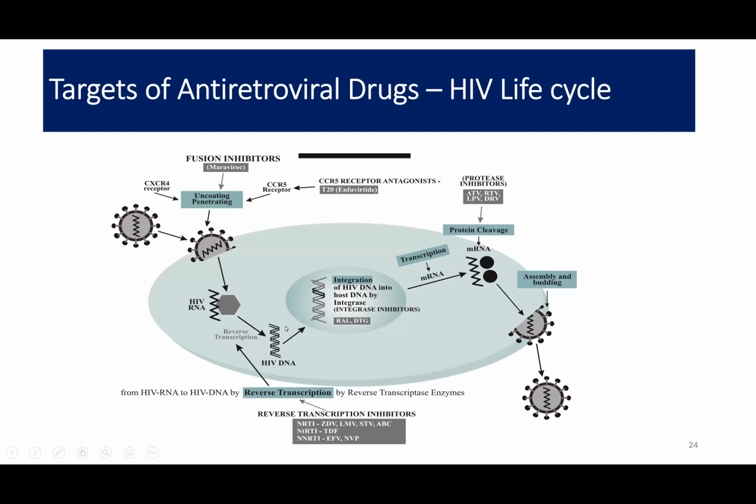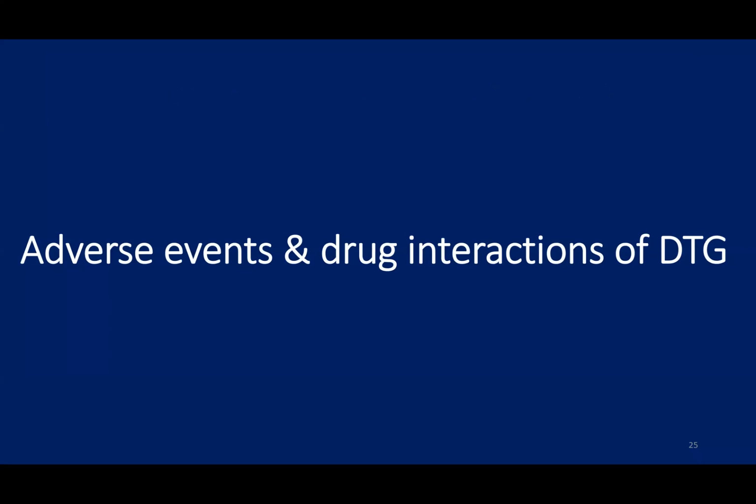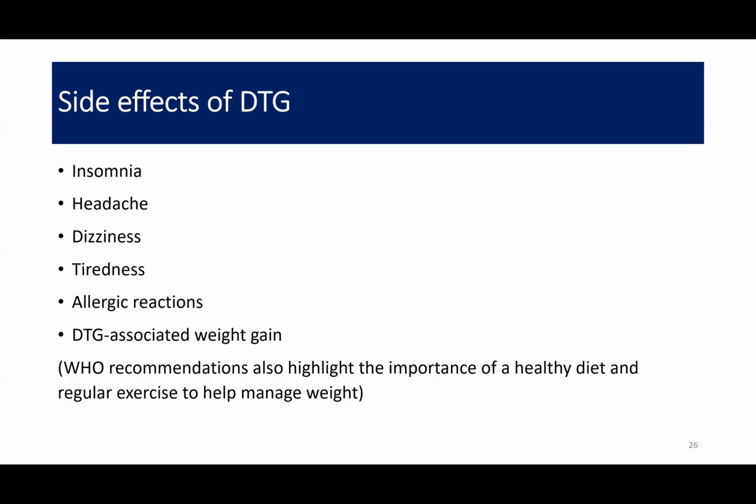And this proviral DNA is integrated into the human DNA by the integrase enzyme. So this also is a very important step in HIV multiplication. The drugs which inhibit the action of integrase enzyme are called integrase inhibitors. So dolutegravir, being an integrase inhibitor, acts on this step of viral multiplication, and that is why it is really crucial. Some adverse effects and drug interactions of DTG.